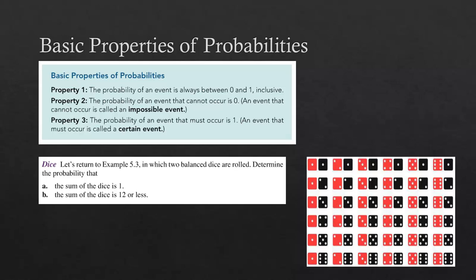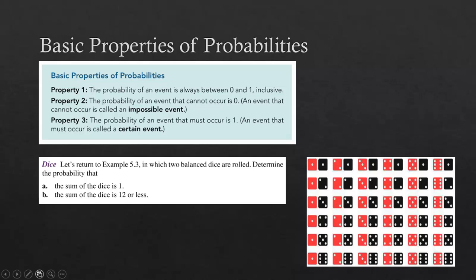Now we have some basic properties, okay, and these are kind of common sense with what you know. Probability is always going to occur between 0 and 1. So it's always going to be between a 0% chance and a 100% chance. That should be common sense to you. And I've already discussed the last two. 0 means it's impossible. Property 3: a probability of 1 means it's a certain event.